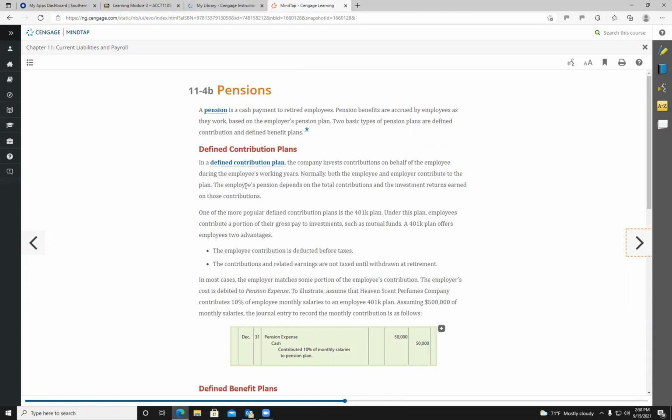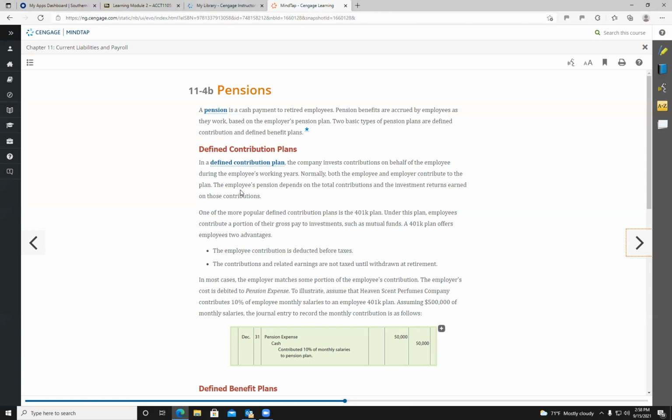So a pension is a cash payment to your retired employees. Sometimes if you have a retirement plan that you offer to your employees, as they work for you, they pay into this retirement plan. And then after they are fully vested and eligible for retirement, they leave the company, and then you as employer are obligated to pay them their pension. So all that money they've paid into that retirement plan, you've now set up as a pension plan, and you send them monthly checks out of their pension. Pension benefits are accrued by employees as they work, based on whatever that employer's pension plan is.